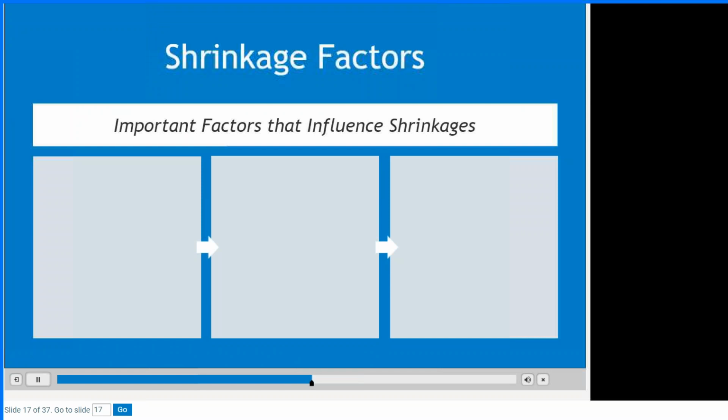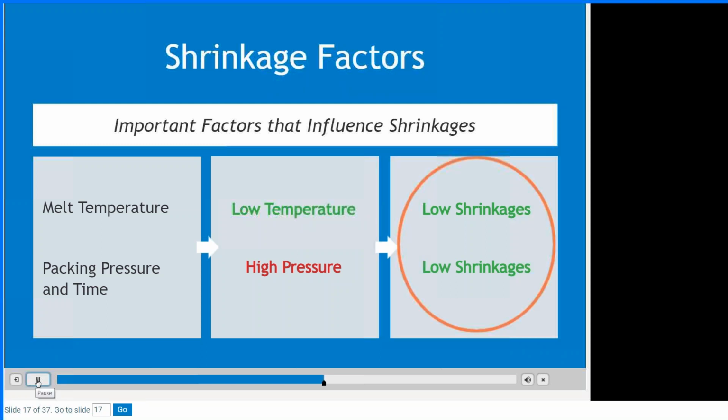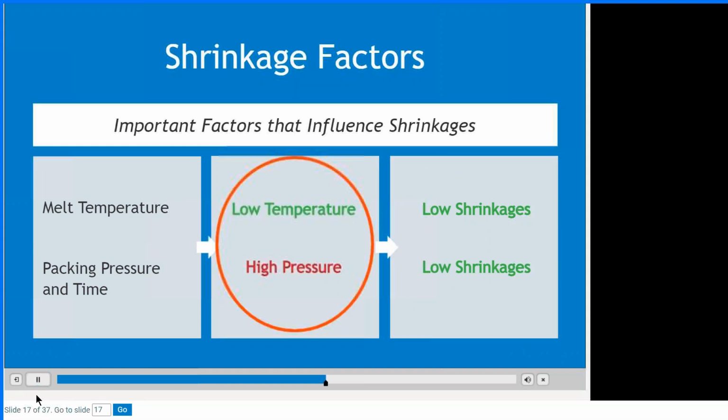Important factors that influence shrinkages are melt temperature, packing pressure, and time. Low melt temperatures reduce melt expansion, which results in lower overall shrinkages during packing and cooling. Less melt expansion during heating will always result in less shrinkage inside the mold. When packing pressure is high, the material compression is high, so shrinkages will be lower. These two factors taken together show that achieving lower overall shrinkages can be achieved with lower melt temperatures and higher pressures.